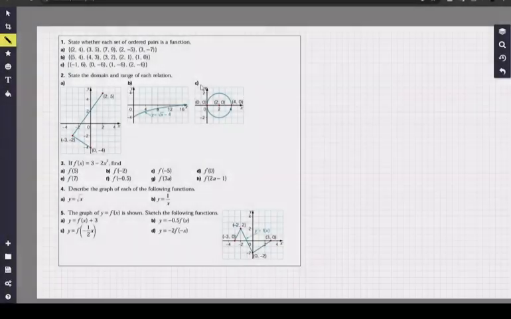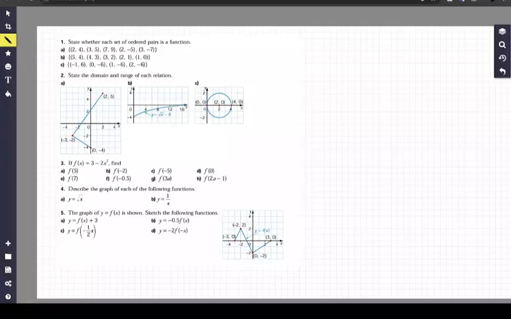Alright, so as usual, I'm going to go through the chapter test in the textbook. Nothing much, let's start. First, we're talking about basic function stuff. We have to identify whether it is a function or it is not a function. So let's go ahead and take a look.